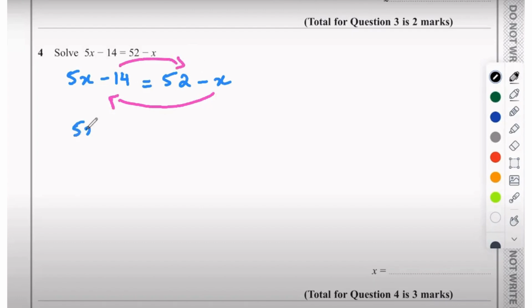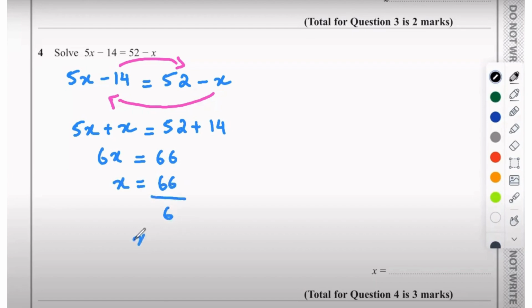So that becomes 5x plus x, because when you move negative x to the other side, it becomes positive. And negative 14 will also be positive on the right-hand side. So that gives us 6x equals 66. And x is going to be 66 divided by 6, which equals 11.